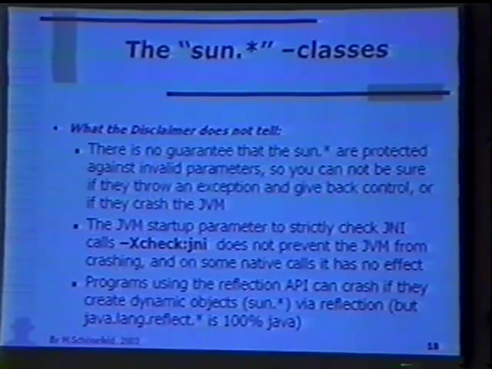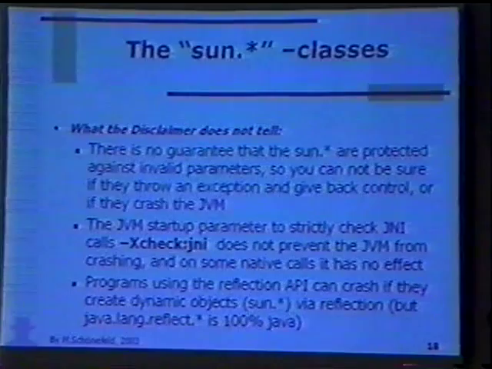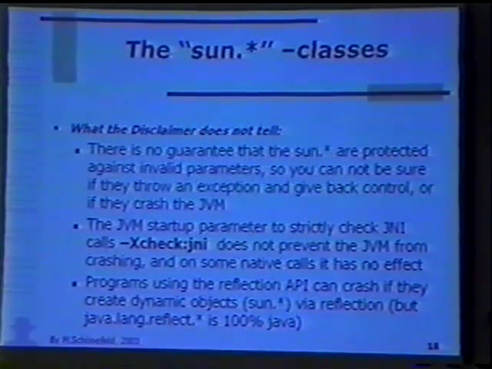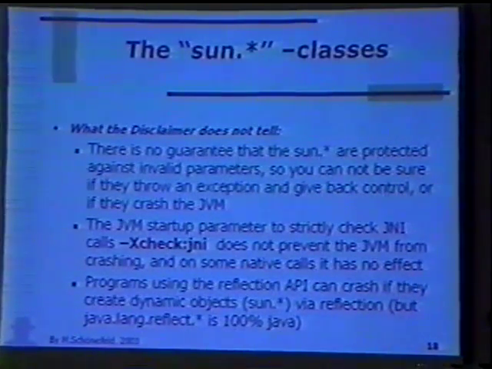And if you write programs using the Reflection API, even if they do not call Sun classes directly, they can create Sun classes and invoke methods on them. So if you use Reflection, you have to be sure that no one is passing values that cause your code to create sun.* classes and invoke the vulnerable methods.